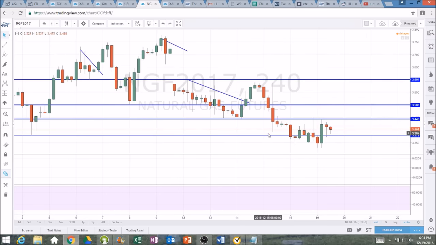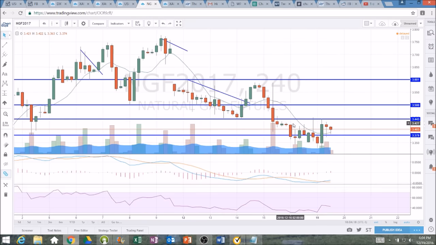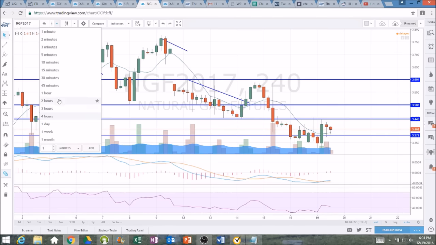The 4-hour chart, let's see that MACD, that's an important indicator on the 4-hour. We did get the bull MACD cross. Now we're consolidating after that big bullish candlestick, and we need to see continuation and that break of 344.